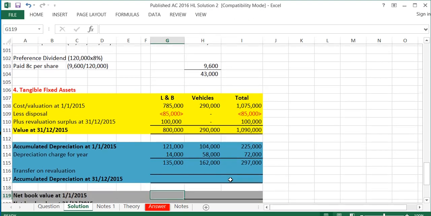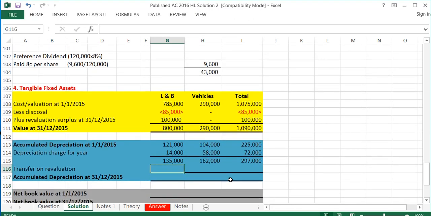When you revalue land and buildings, you have to take out the depreciation. So if there's 135,000, that 135,000 needs to come out, because at the end of the year there shouldn't be any depreciation on land and buildings because they're revalued. So that should come to 0. So whatever the plus figure is here, you just take it all out. There was no revaluation of vehicles, so that's just going to be 0. At the end of the year, the accumulated depreciation is going to be 162,000. And again, I'm going to total these across.